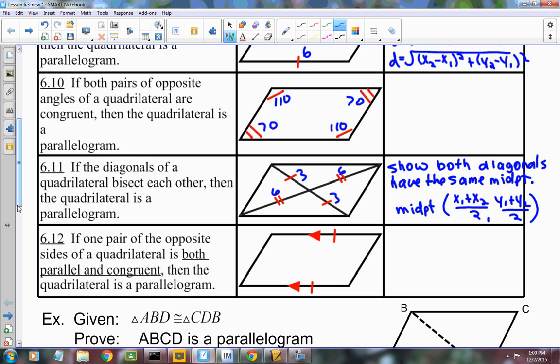Okay? But what if I gave you coordinates again? What would I have to use? Use the distance formula to show that those are the same, and slope. So you would have to show one pair of opposite sides parallel using slope and congruent using the distance formula.